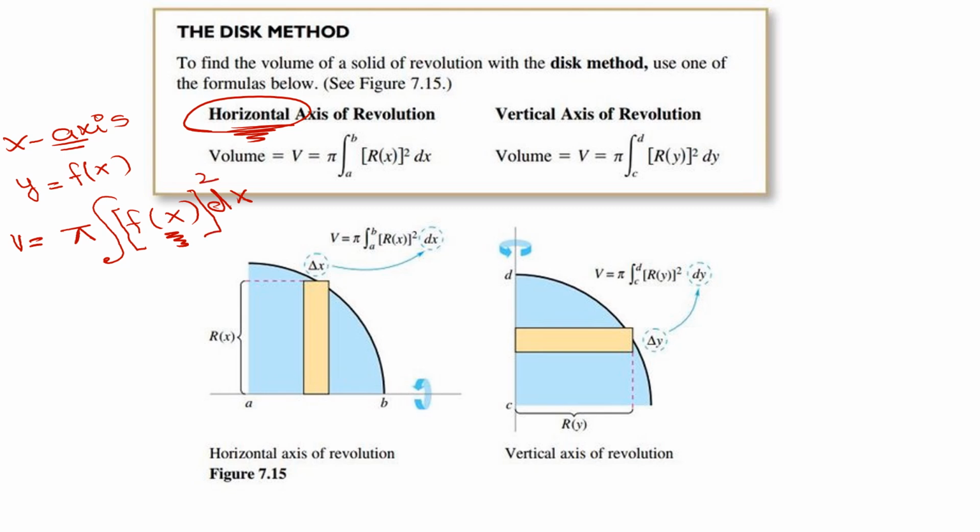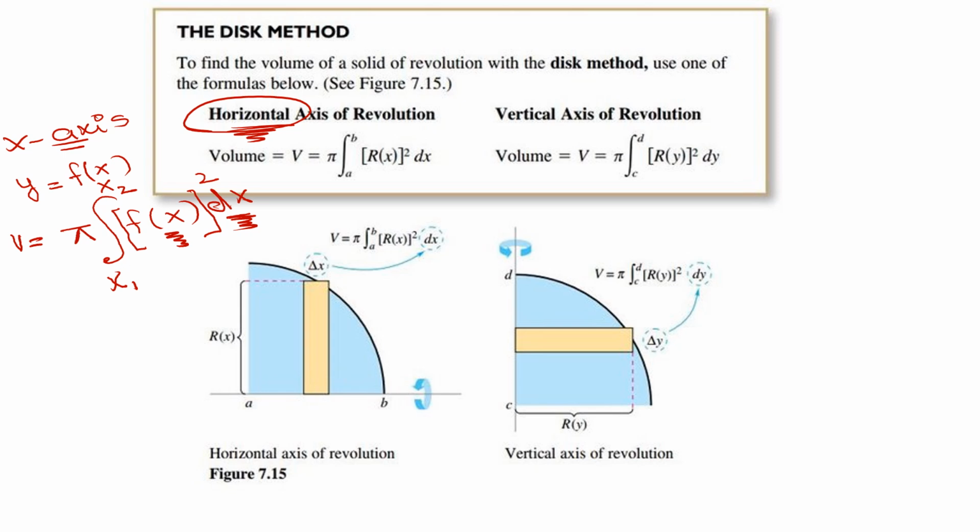Now for the limits, since the whole equation is written in terms of x, we will write the lower limit and the upper limit in terms of x. You can write a or b, but just to explain to you, the limits should be in terms of x.